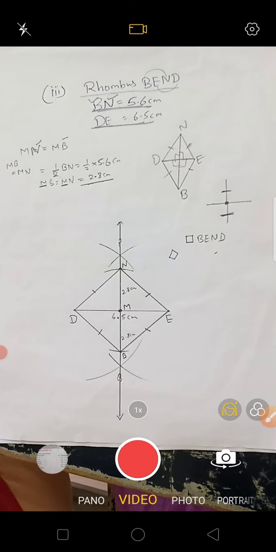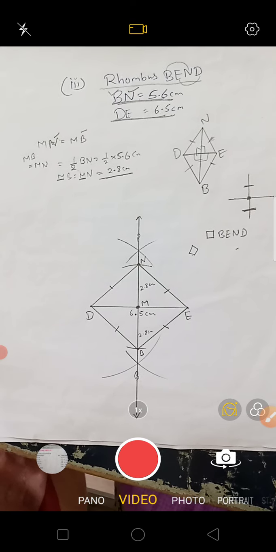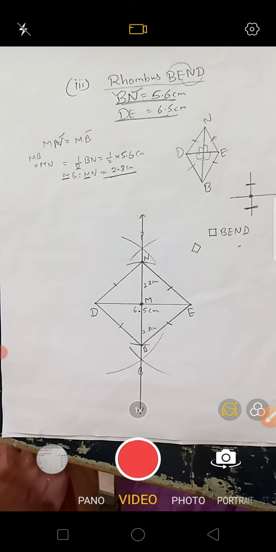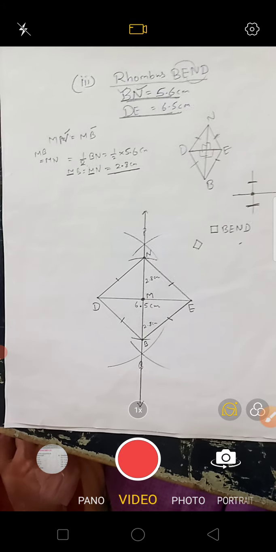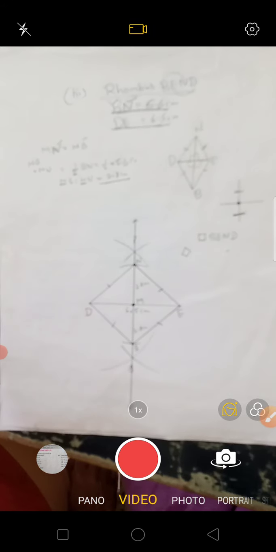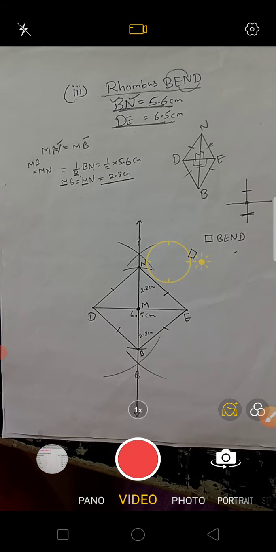Here you have to construct all three constructions in your notebook. It's your homework, and then we start our new topic. Your homework is to construct the first, second and third constructions and write their steps in your notebook. Thank you.